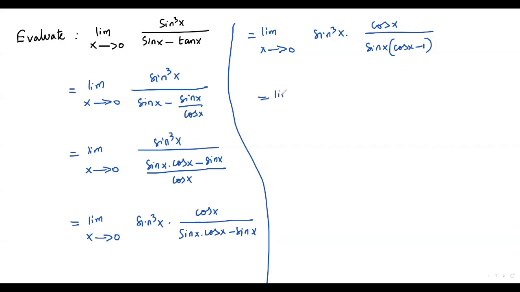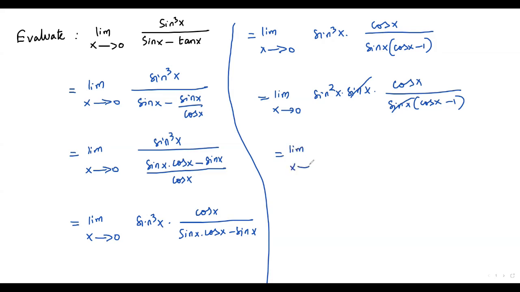So limit as x approaches 0. The sine cube x can be written as sine square x times sin x, times cosine x over sin x times cosine x minus 1. This sin x and sin x can be cancelled, and I'm getting limit as x approaches 0. Multiplying sine square x and cosine x, I'm getting sine square x times cosine x in the numerator, and in the denominator I have cosine x minus 1.